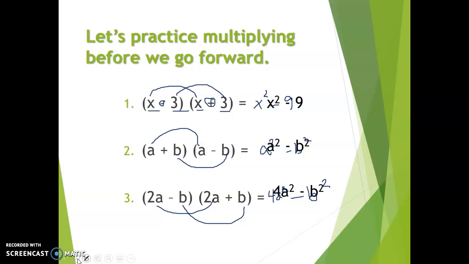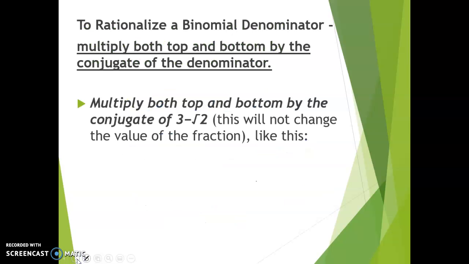Underneath my handwriting, you'll see all of those. To rationalize a binomial denominator, you're going to multiply both the top and the bottom by the conjugate of the denominator. So, like before, what you do to the bottom, you have to do to the top. Binomial just means 2 terms. So to rationalize a denominator with 2 terms, you've got to multiply by the conjugate.